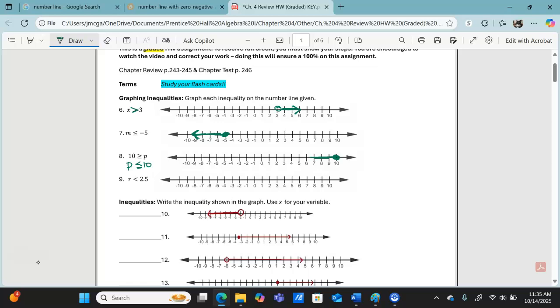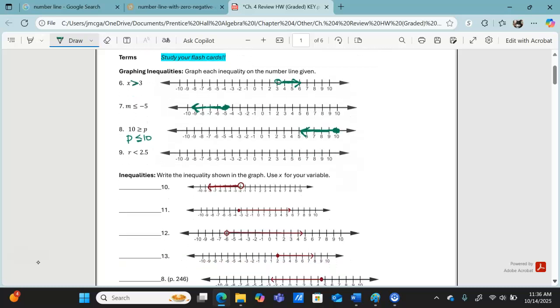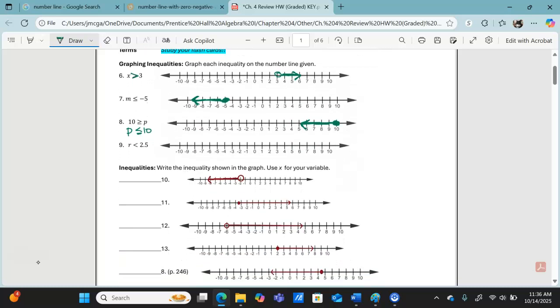And we're going to go this direction. And then R is less than 2.5. So here's 2.5. And it is an open circle. And then we're going to go this way. And again, using that open circle because it's just less than. So if we have less than or greater than, we use an open circle. And if we have the or equals to on them, we use a darkened dot or a filled circle.